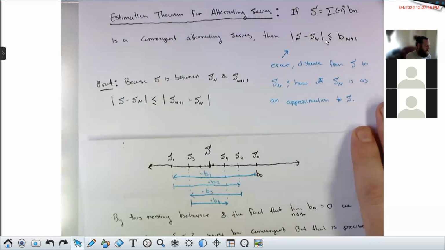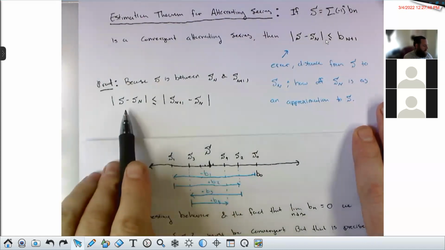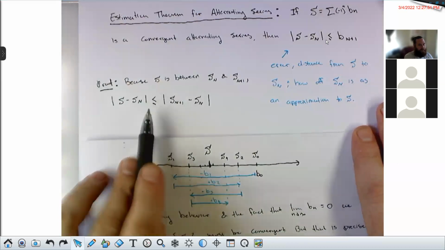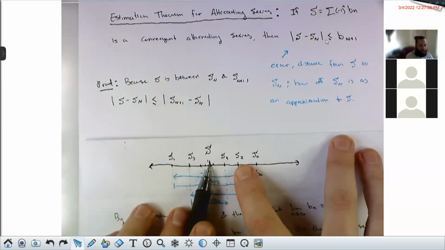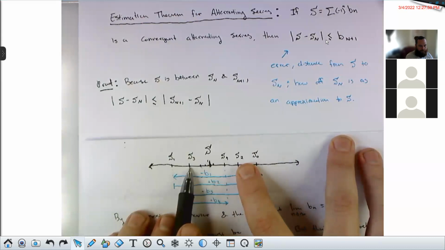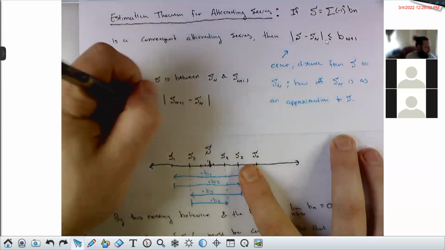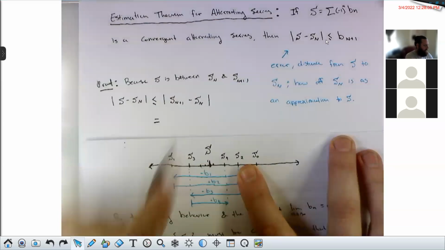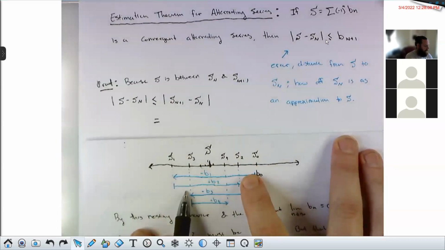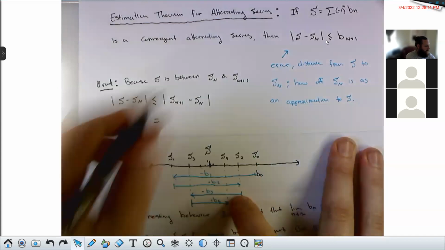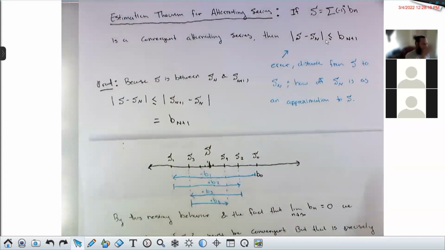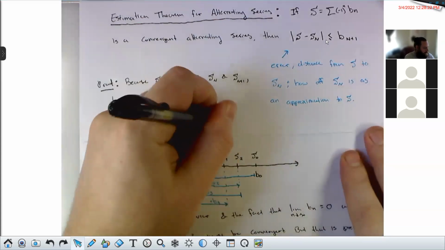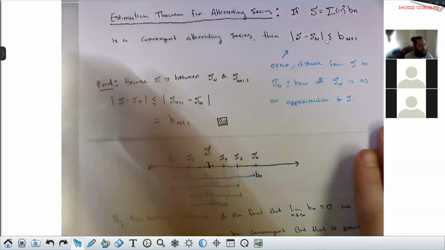Because S is between Sn and Sn plus 1, we know that the distance from S to Sn is less than the distance from Sn plus 1 to Sn. The distance from S2 to S is less than the distance from S2 to S3. Now what's the distance from S2 to S3? It's B3. What's the distance from S3 to S4? It's B4. That distance is exactly Bn plus 1. And that's it, lads and ladies. That's the proof. Short and sweet.